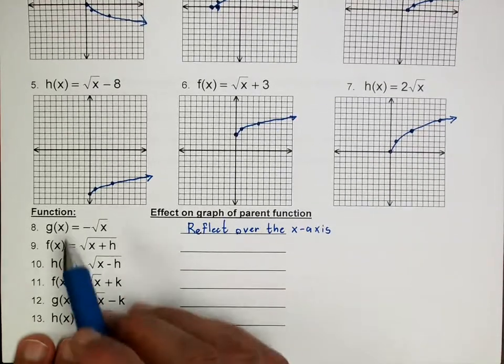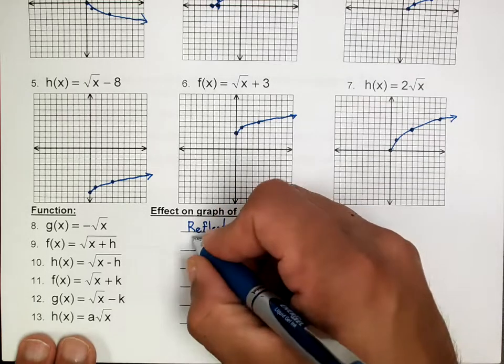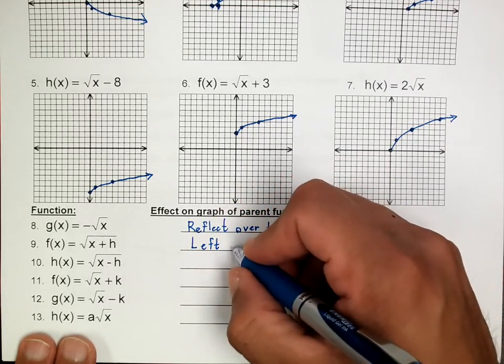If inside the square root you have a plus some number, you're actually going to move to the left, which is perhaps counterintuitive.